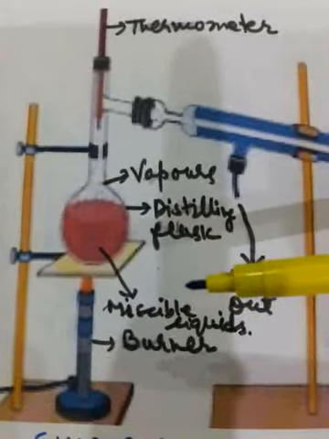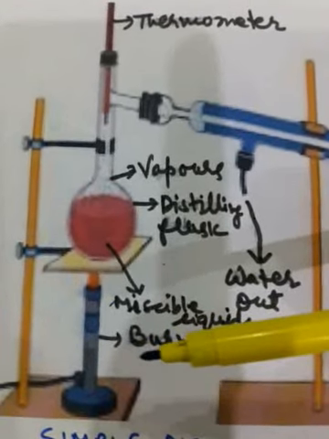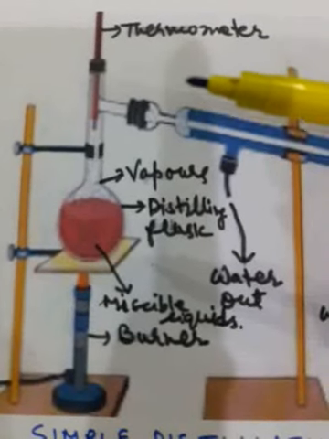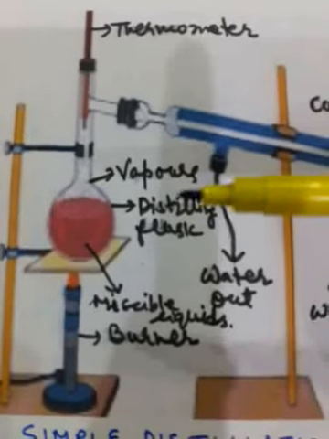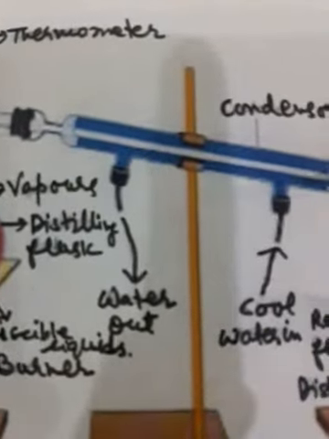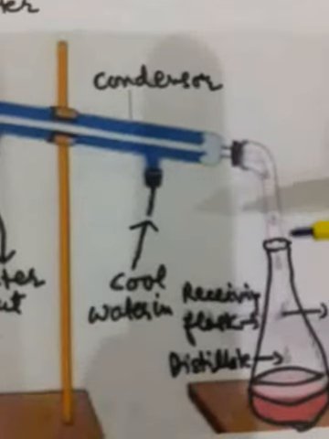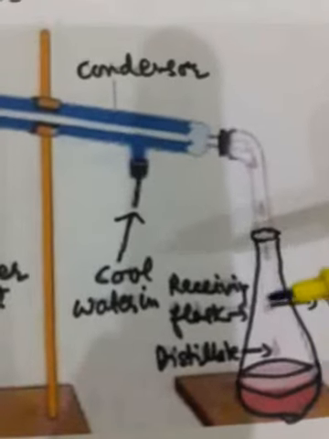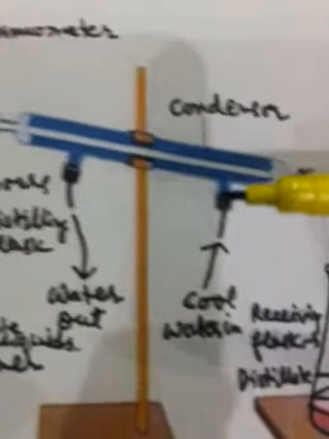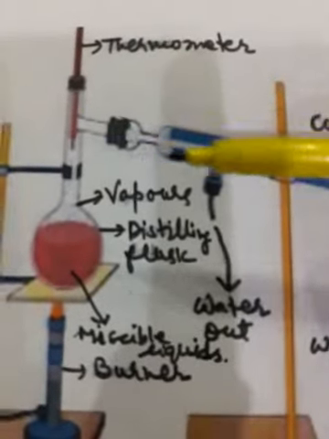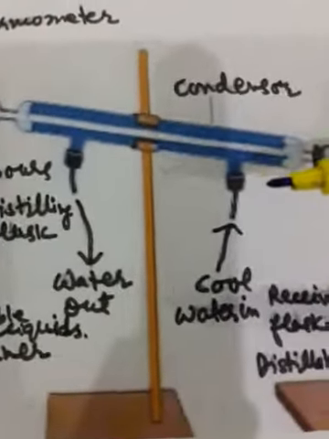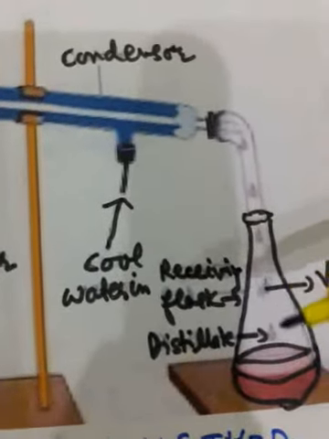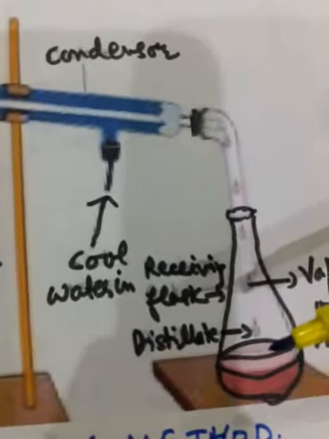Now heat the mixture slowly with the help of a burner and keep a close look at the thermometer. The acetone vaporizes. It condenses in the condenser and is collected in the receiving flask. So vapors of acetone, which starts boiling at 56 degrees Celsius, reach the condenser, become cool there, and in the form of liquid, acetone is received in the receiving flask.